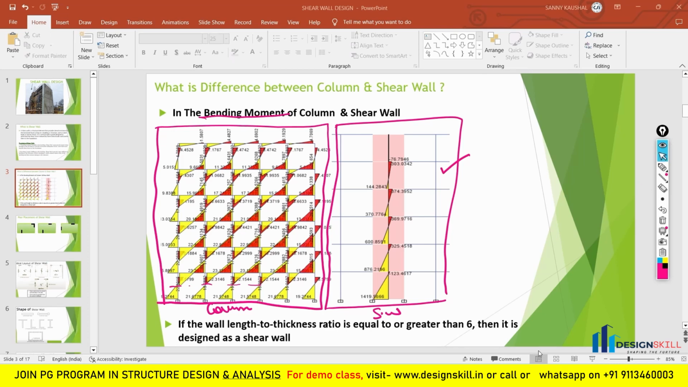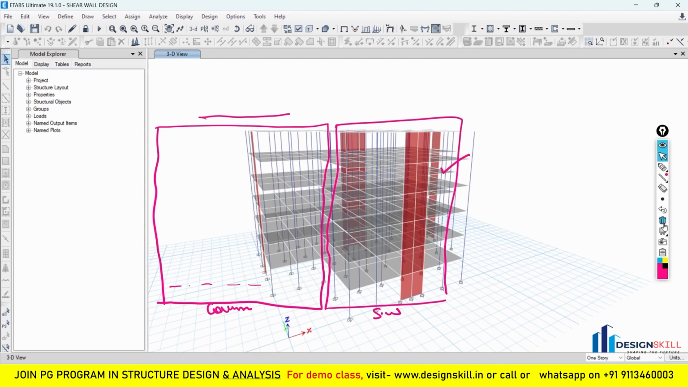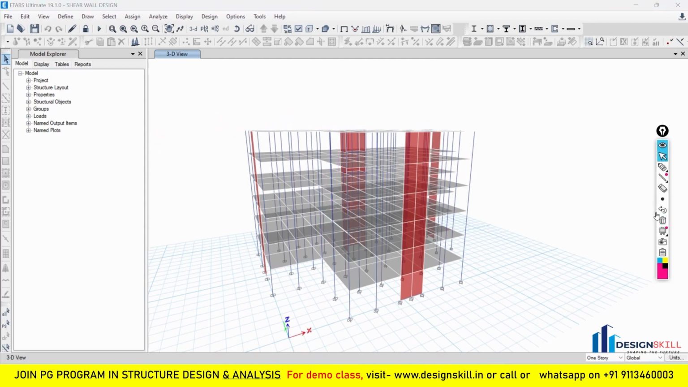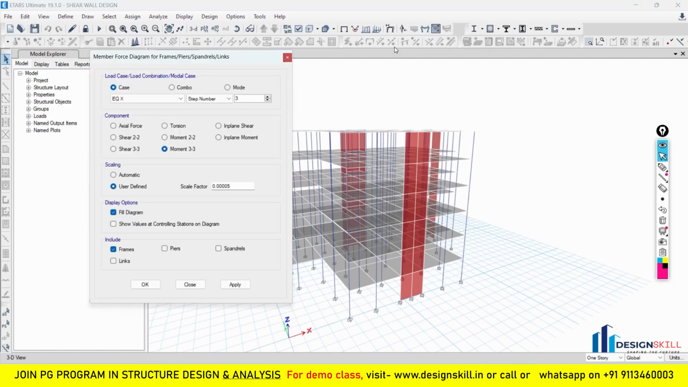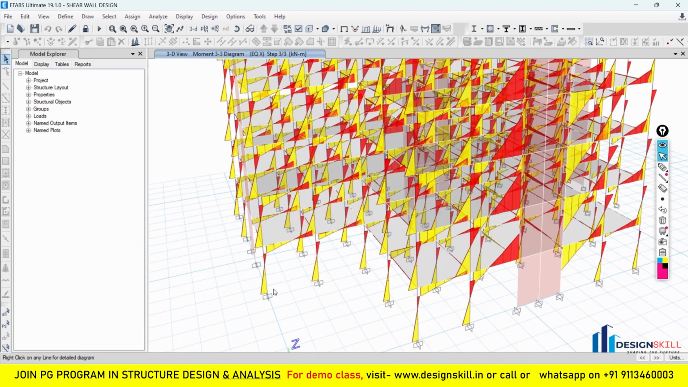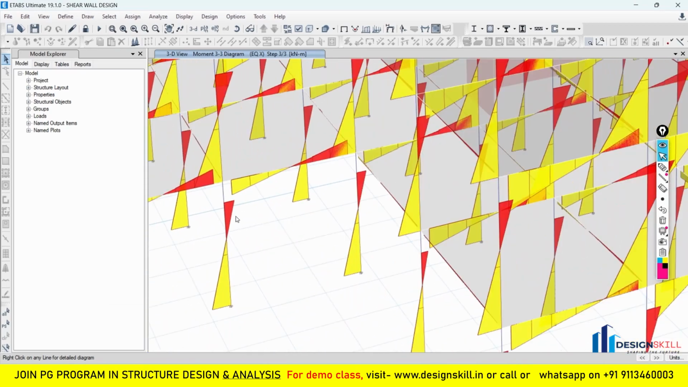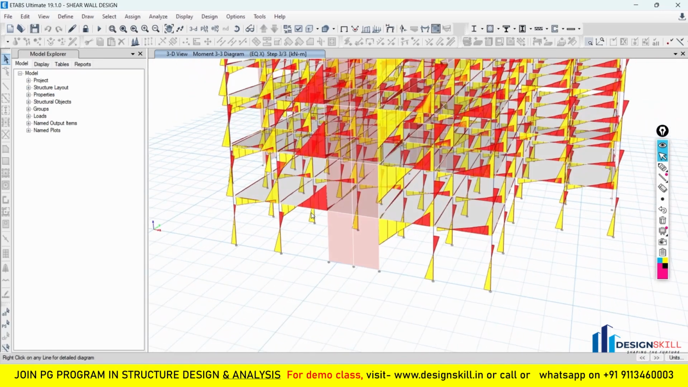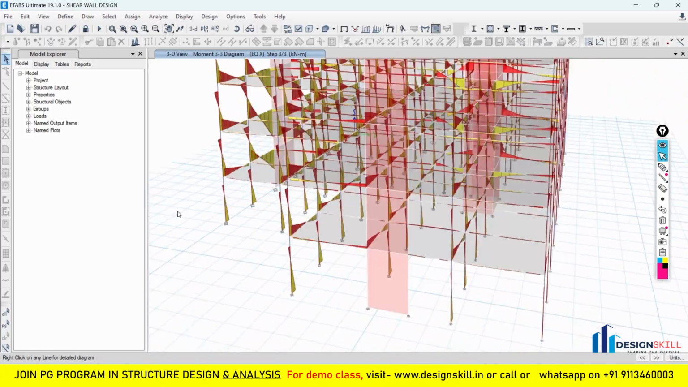So let us open ETABS here and first look at the bending moment for the columns. Go to Show Frame Forces, select the load cases. Let us suppose we are selecting the earthquake load cases here. Select the bending moment M33, tick frames, apply it. You can look here at how the bending moment actually is for the columns.